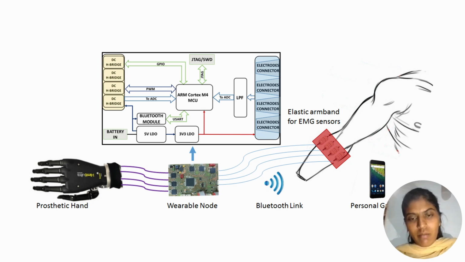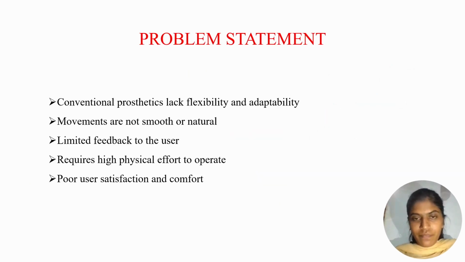This is the wearable part, and in addition to traditional devices, in the advanced methods we are including a Bluetooth link and an elastic armband. The elastic armband is used for the EMG sensors. The EMG sensor measures the electrical activity of the muscles.